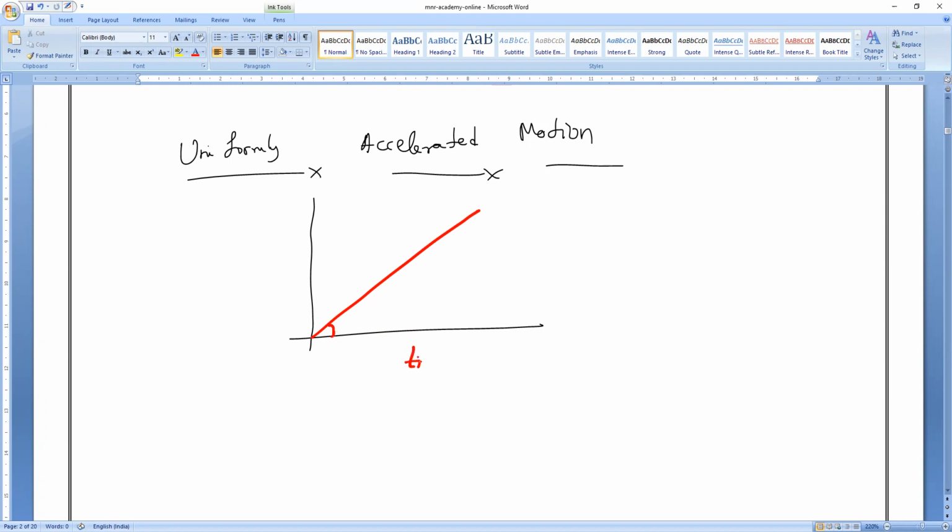Yes or no, guys? Please respond. Agalya, Alfin, Shivani. So here is time, and here what will come? Velocity. Yes or no, guys? Yes, sir. Velocity in meter per second.